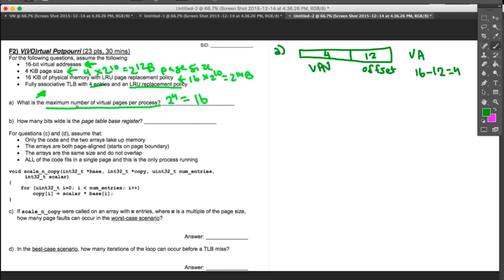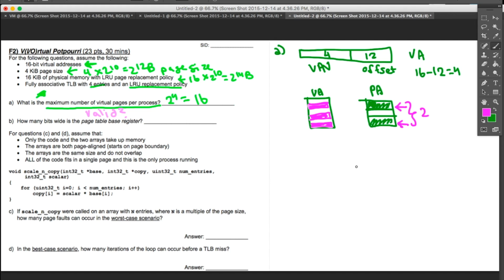Another thing that you want to keep in mind is, what if they ask what is the maximum number of valid virtual pages per process? Well, that's going to be completely dependent on your physical address space.